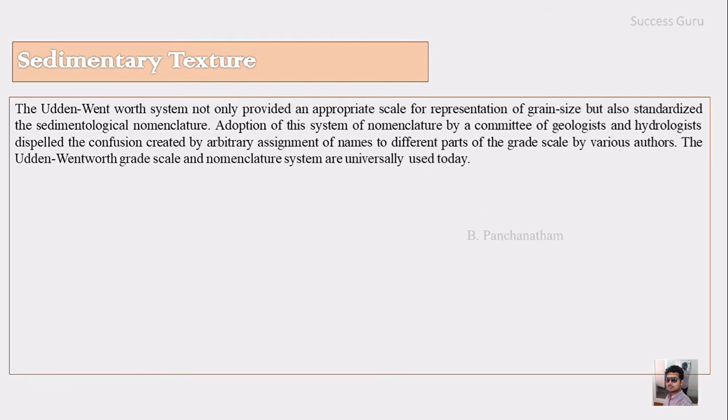Actually, the Udden-Wentworth scale system not only provided an appropriate scale for representation of grain size, but also standardized the sedimentary nomenclature. Because before that, there was so much confusion in terming the grains according to size. So adoption of this system of nomenclature by the Committee of Geologists and Hydrogeologists dispelled the confusion created by arbitrary assignment of names to different parts of the grade scale by various authors. And not only that, the Udden-Wentworth scale and nomenclature system are universally used today.